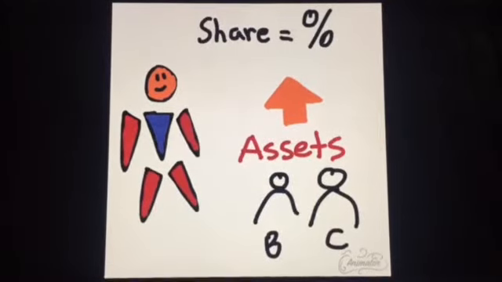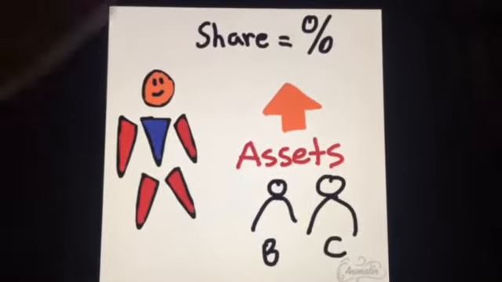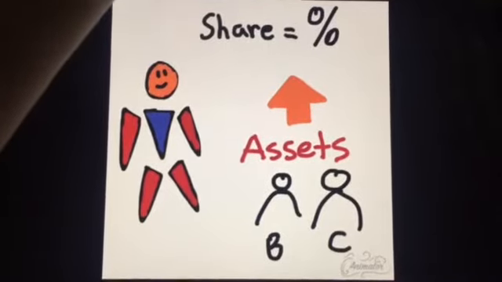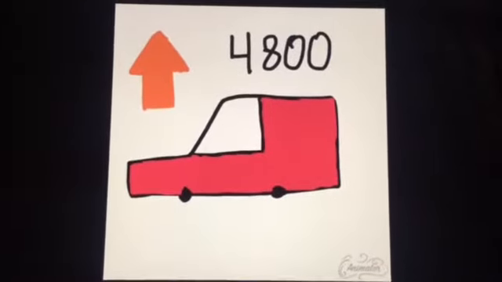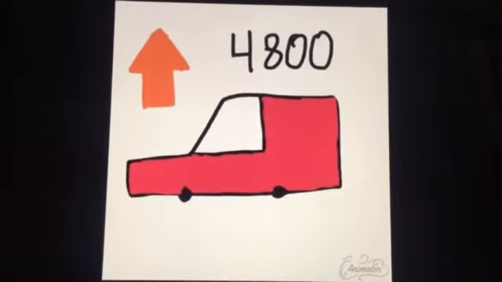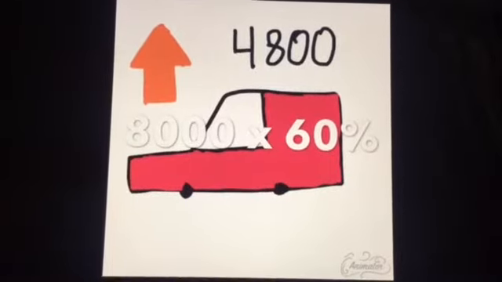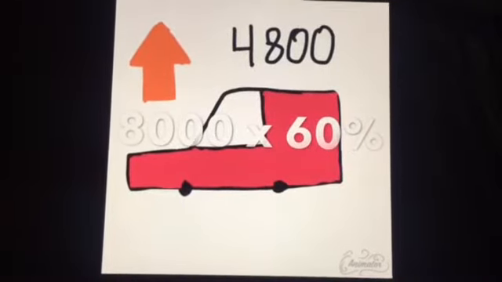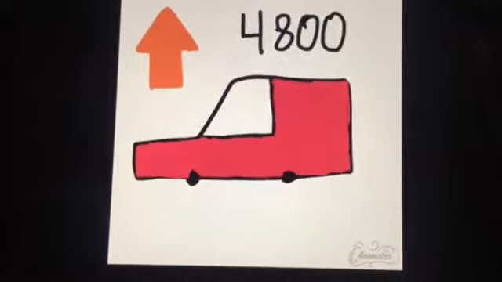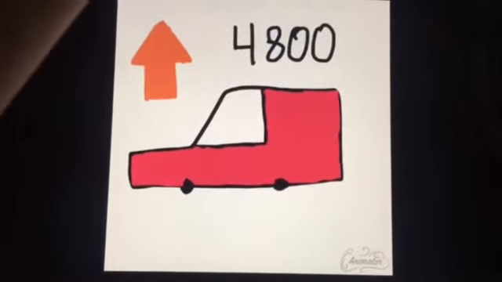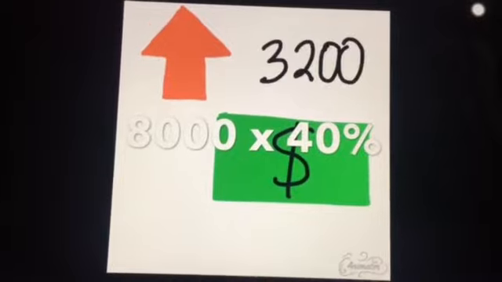So the car of Mr. B would increase by 4,800, which is computed by 8,000 times 60%, and the investment of Mr. C would also increase by 3,200, which is computed by 8,000 times 40%.